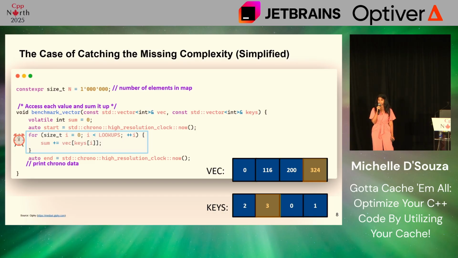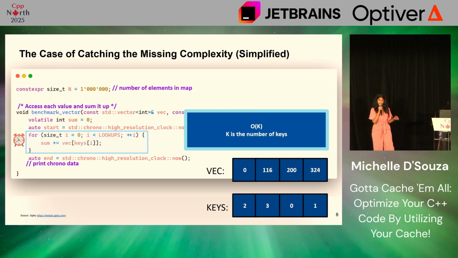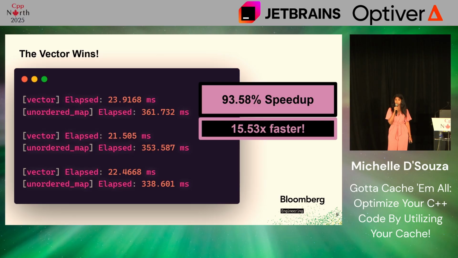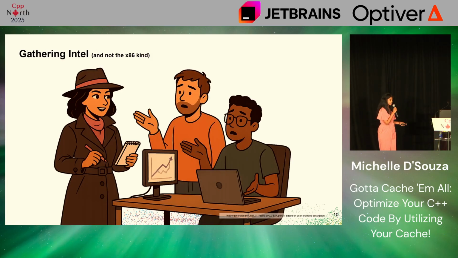What's the big O time complexity? Well, again, it's O of k, where k is the number of keys. But even though these two things had the exact same big O time complexity, the vector was 15 times faster in this toy example. That's crazy. Well, at least I thought so. And I started gathering intel. I asked around, hey, why did this work? Do you know? Well, most people didn't.